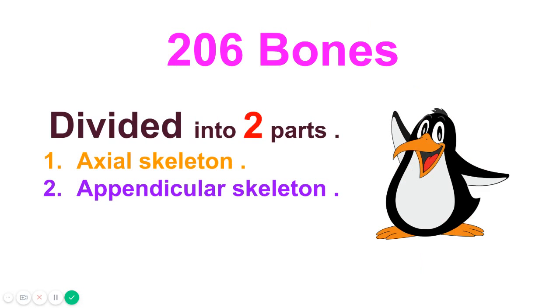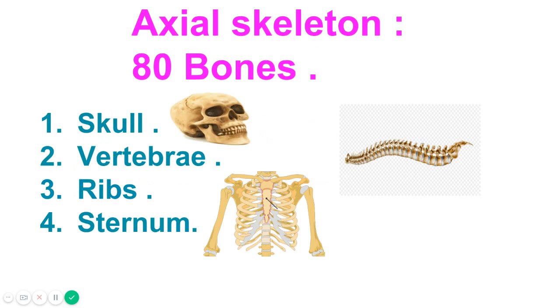So let's get started. Students, there are overall 206 bones in the human skeleton, and it is divided into two parts, axial skeleton and appendicular skeleton. Axial skeleton consists of 80 bones, and it has four parts: skull, vertebrae, ribs, and sternum.